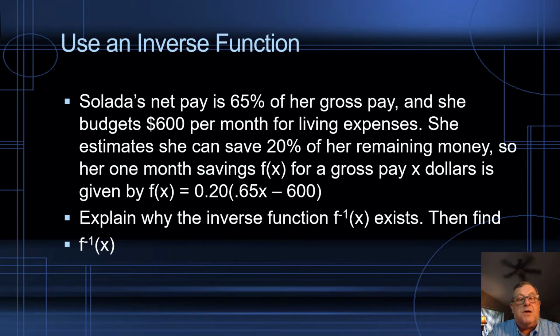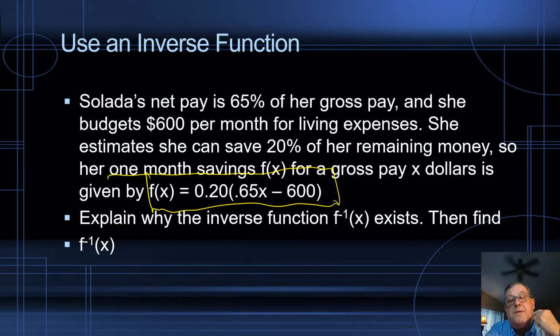And so our first couple of questions are, explain why the inverse function exists, and then find the inverse function. Well, when I look at this function, I might be able to spot that it's a linear function, and it's got a slope, doesn't have a zero slope, and it's not undefined, so it's a linear function, and so it'll pass the horizontal line test no matter what it looks like. It's going to pass the horizontal line test. So yeah, it does exist.